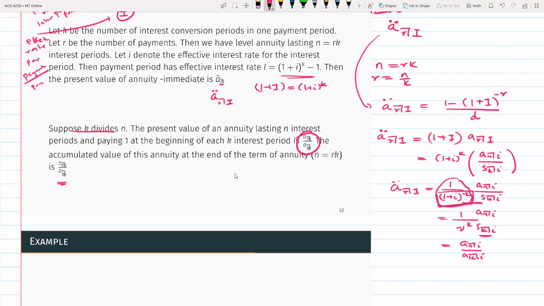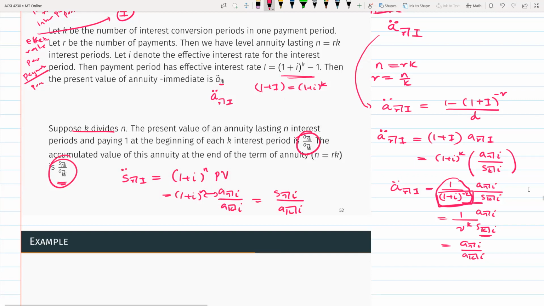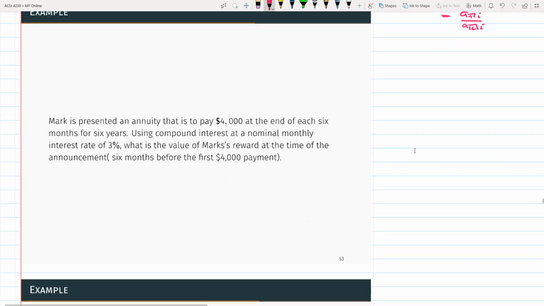So s double dot r i is what? 1 plus i to the n times the present value, which is 1 plus i to the n times a n i over a k i. And when you multiply these two, you will get s n i over a k i. That's the next one. So we proved all the formulas. Let's go and do some problems.